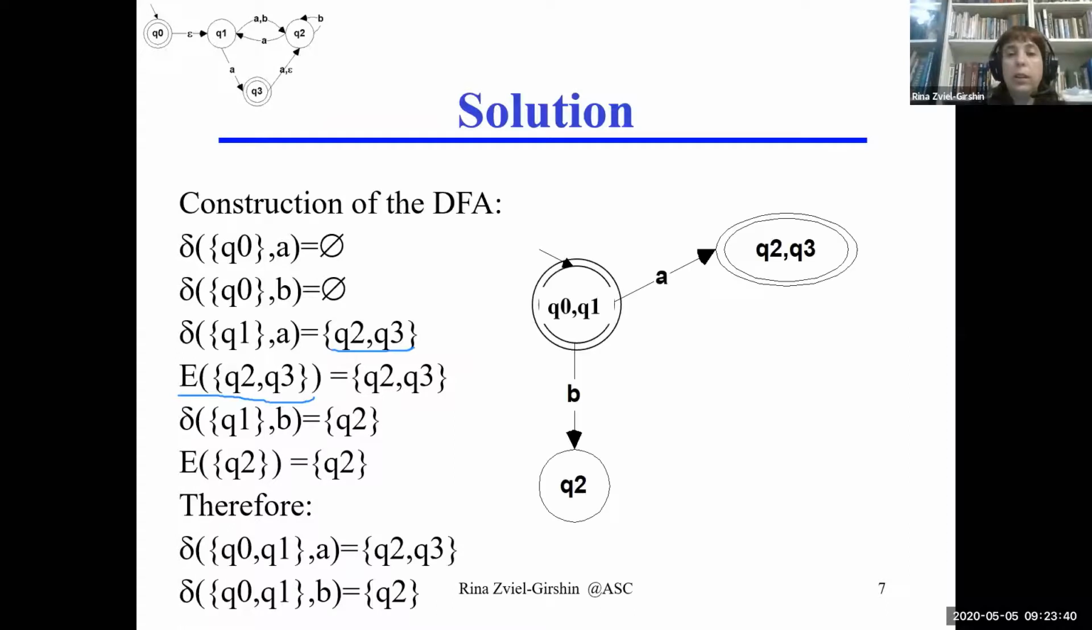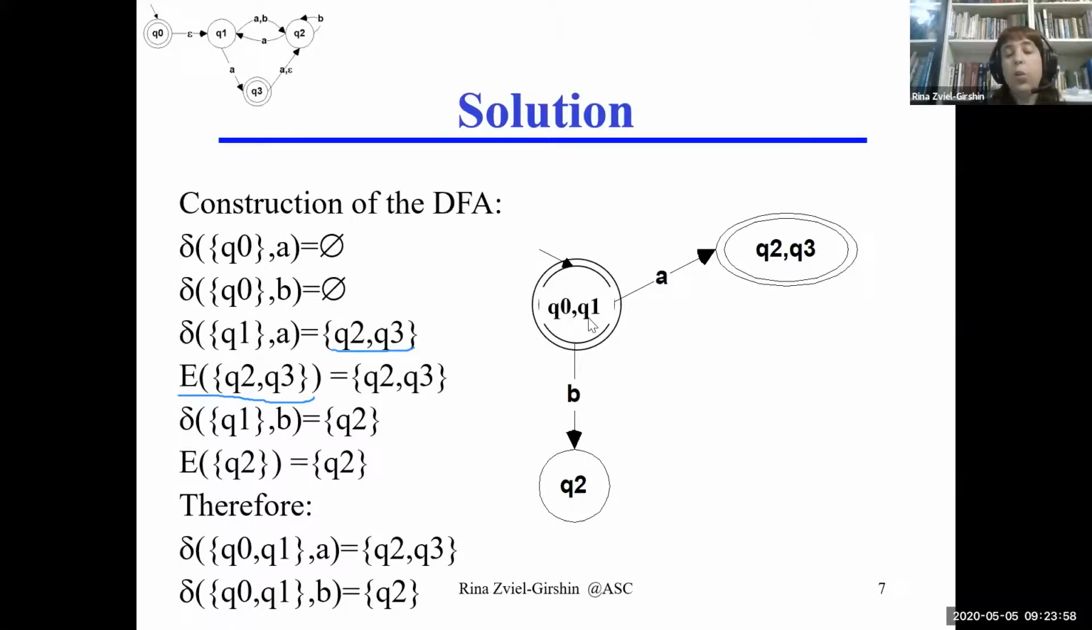So the result is that on input A, we move to the new state Q2, Q3, which is an accepting state since Q3 is an accepting state. And Q0, Q1 on B, we move to Q2, which is a rejecting state since Q2 was a rejecting state.